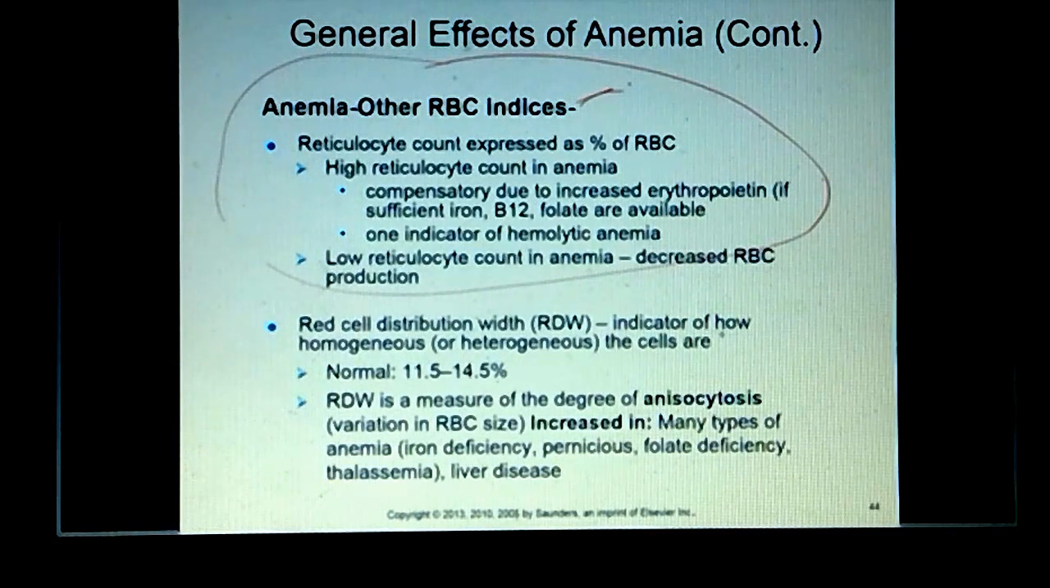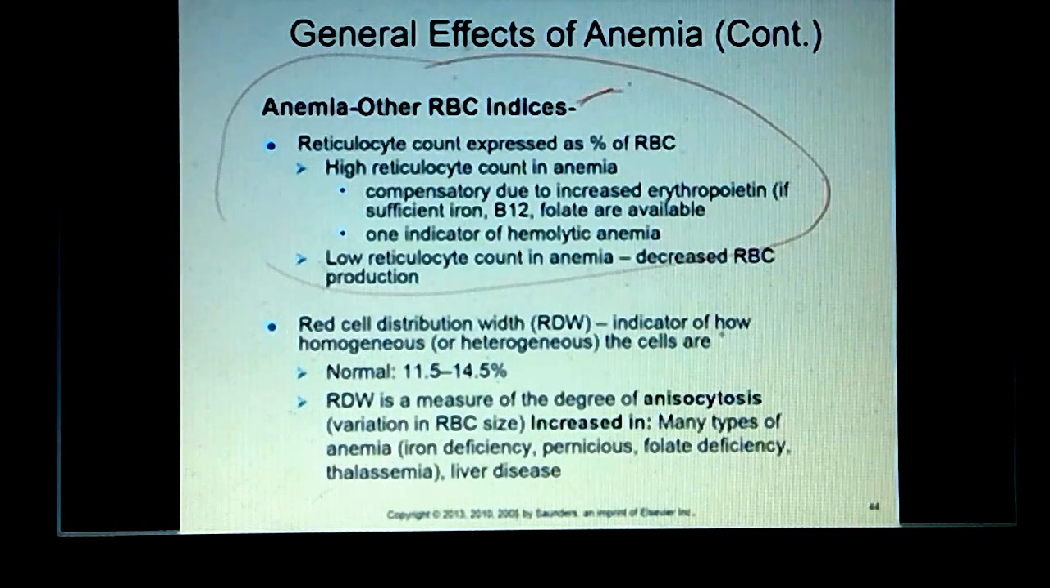Now, reticulocytes are the most immature circulating red blood cells. They still might have a hint of the endoplasmic reticulum on them. And you count how many reticulocytes there are in that circulating pool. Generally, in a normal situation, it's 1% or less of the circulating pool are reticulocytes.